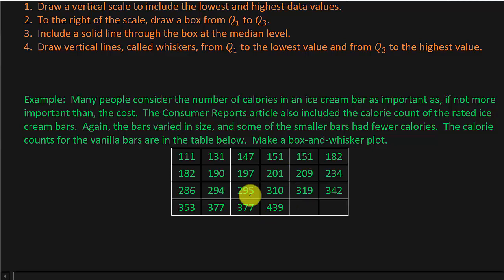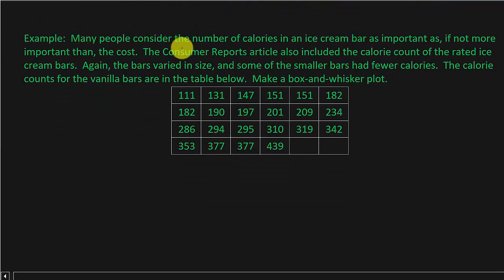Being able to see it, going step by step and drawing it. So it says many people consider the number of calories in an ice cream bar as important as, if not more important than, the cost. The Consumer Reports article also included the calorie count of the rated ice cream bars. Again, the bars varied in size, and some of the smaller bars had fewer calories. The calorie counts for the vanilla bars are in the table below. Make a box and whisker plot.